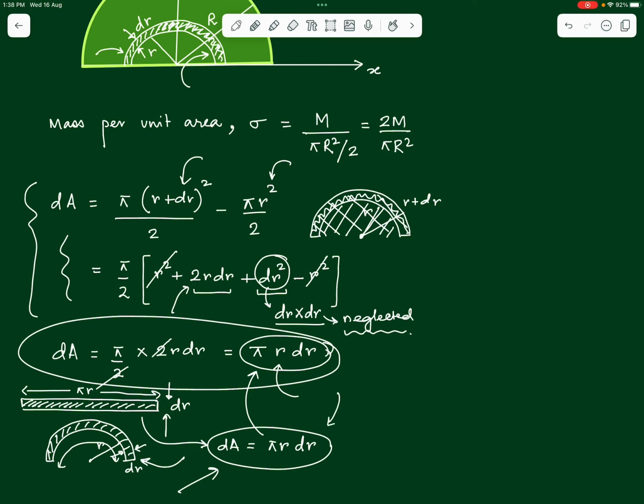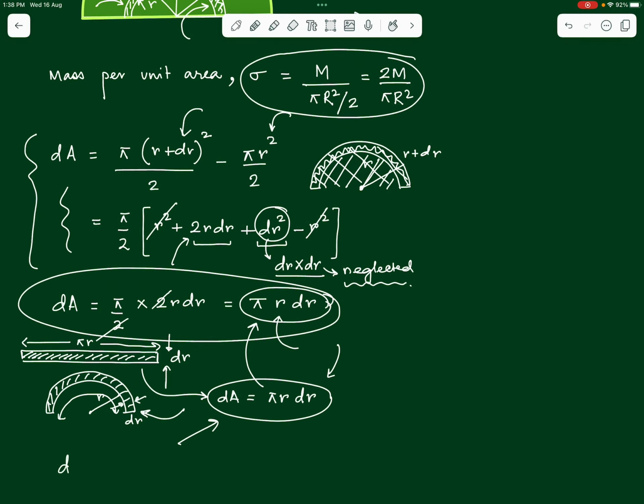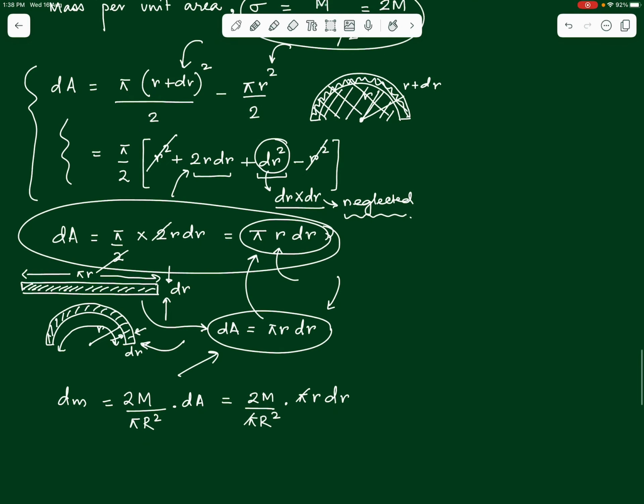So this is what we are getting as the area now, the small area dA, and sigma, the mass per unit length, also we have obtained. So now can we say that the mass dm of this element will be nothing but mass per unit area, which is 2m by pi r squared, into dA, the small area of this ring that we are supposed to find out. So 2m by pi r squared into pi r dr. Pi will cancel out and we shall be left with dm is equal to 2m by r squared into small r dr. This is what we are getting for dm.